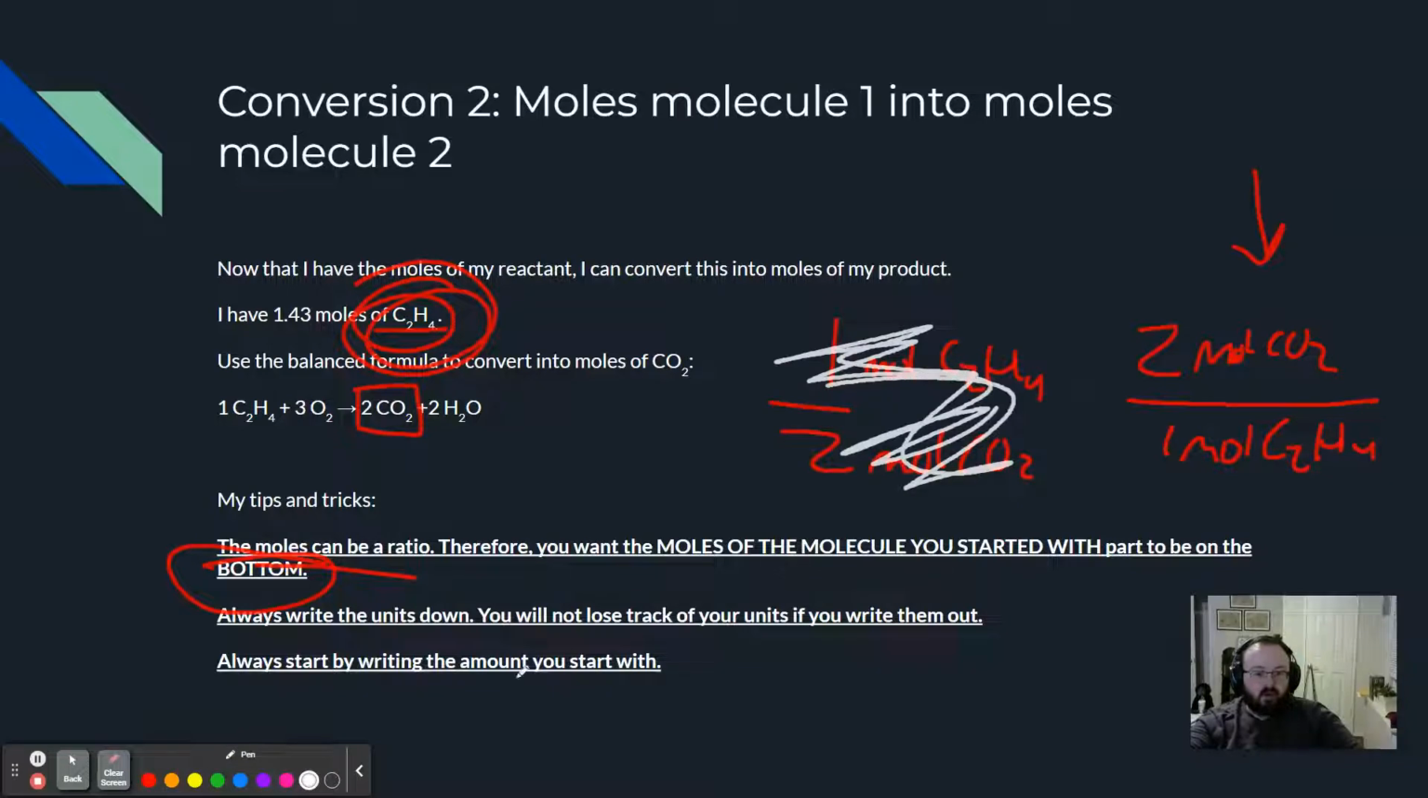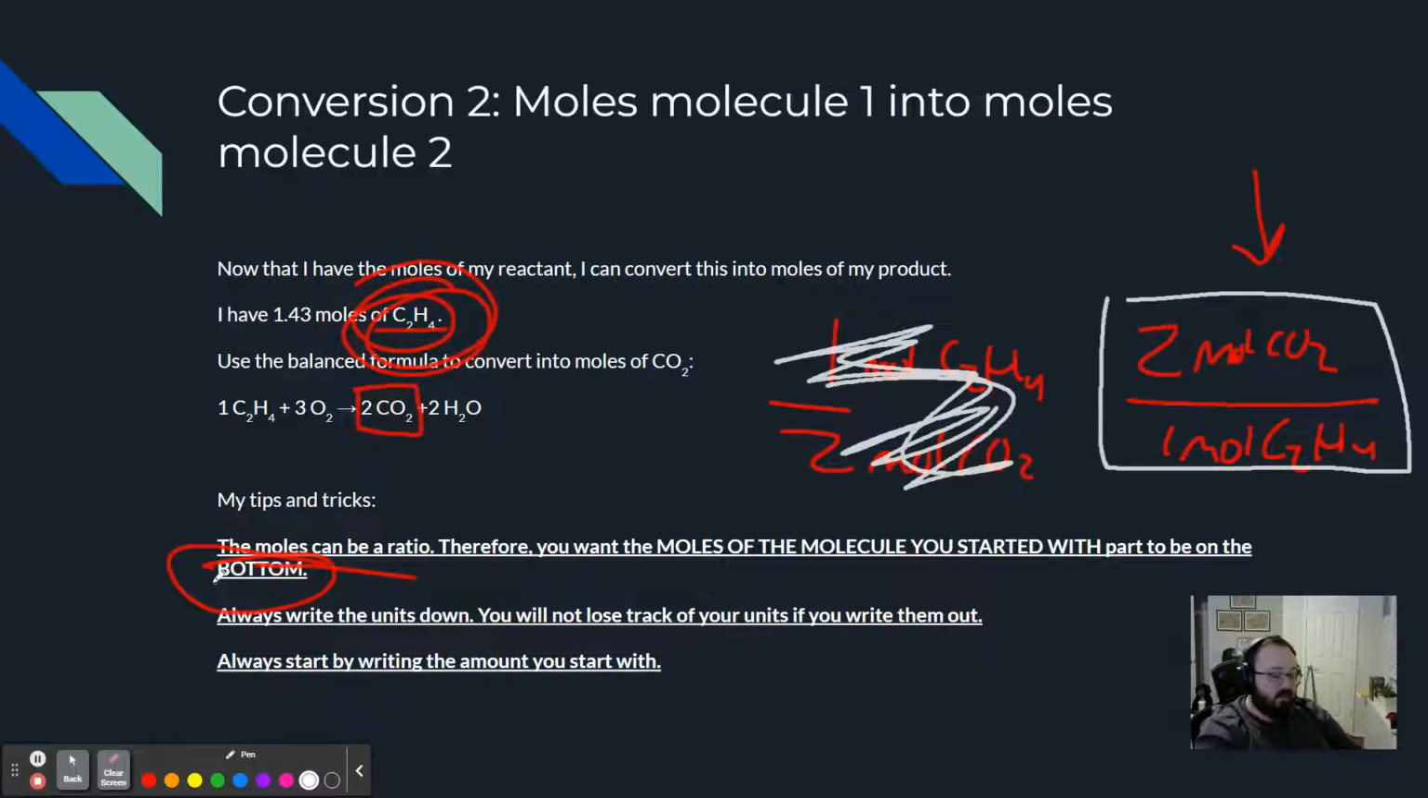This is not what you want. You do not want that ratio. This is the ratio that you want. Alright? So, use that number that you got from the last run. If you need to rewind in the video to get it, then you can do that. Alright? Calculate how many moles of carbon dioxide you have.